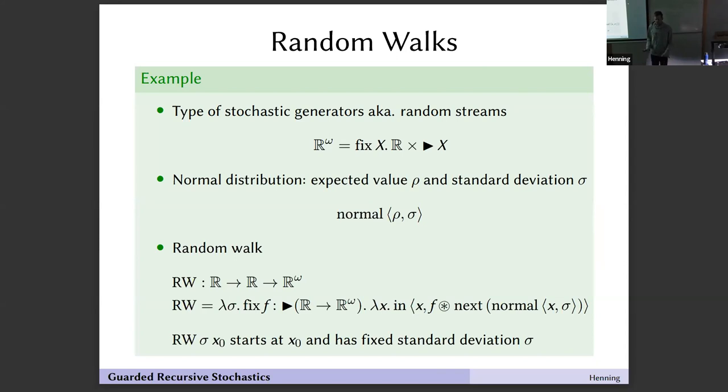Okay, so this is the rough idea. There are basically the ingredients: probability distributions to draw something here, which gives us the stochastic behavior, and then this part here, the later modality and the fixed point to do recursion.